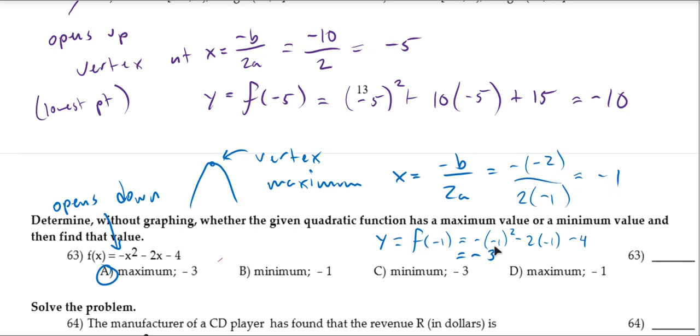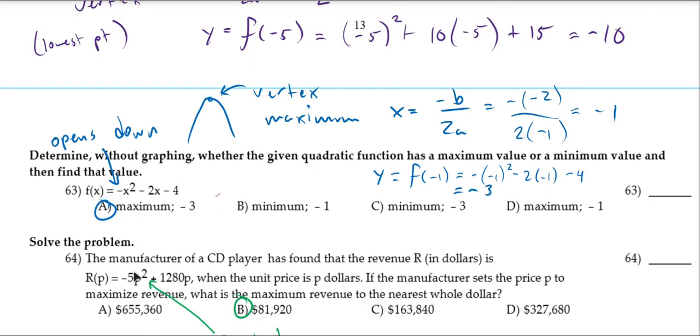Plugging in minus 1, we can find the y value of the vertex, and that tells us what this maximum value is. So we plug that into this function here and evaluate. That'll give us a minus 3 if we take care with our signs. And so this thing has a maximum value, a y value of minus 3.